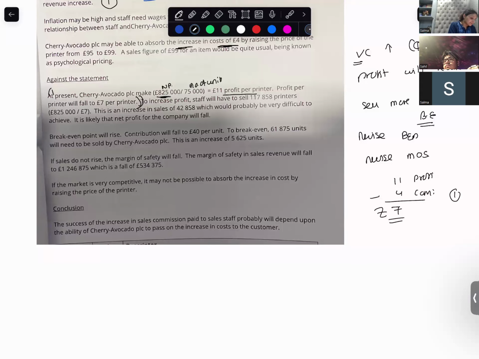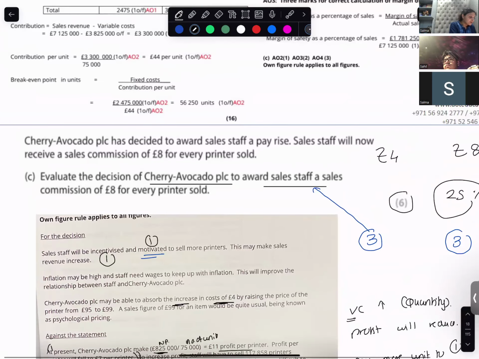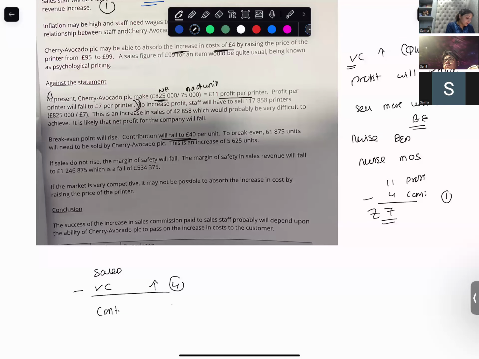Then I will say that my sales minus the variable cost gives me contribution. Variable cost will increase by another 4. So the contribution per unit will fall, right? Contribution per unit is 44, so it will go down to 40. So contribution will fall to $40. If contribution is becoming $40, first it was 44, so my break-even point will also change.